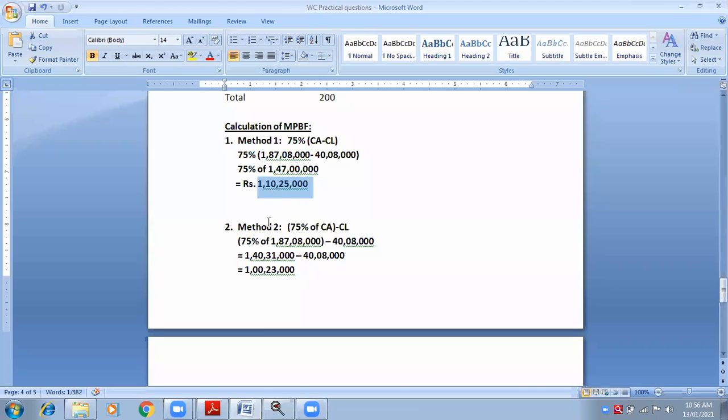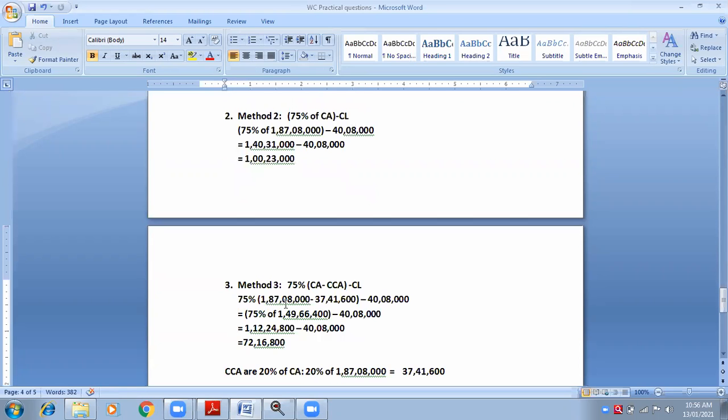If bank is taking method number 2, so by how much amount can the loan be provided? 1 crore 23,000. This is the amount of loan that can be provided by the bank. And if bank chooses method number 3, then only 72 lakhs 16,800 loan can be given by the bank to your company.